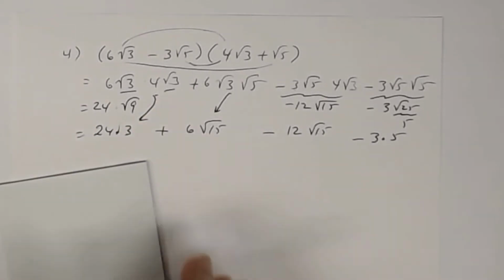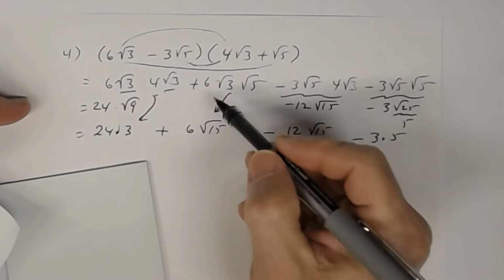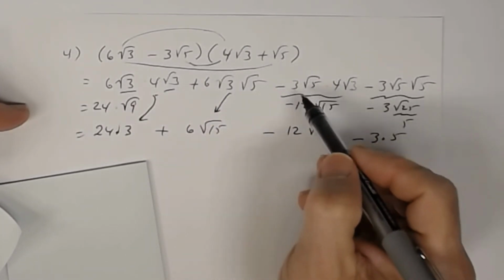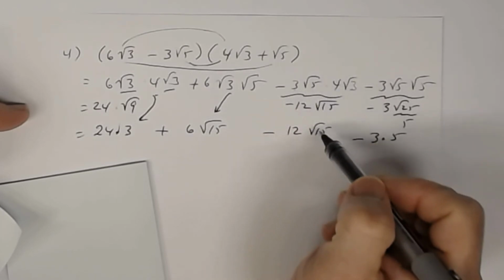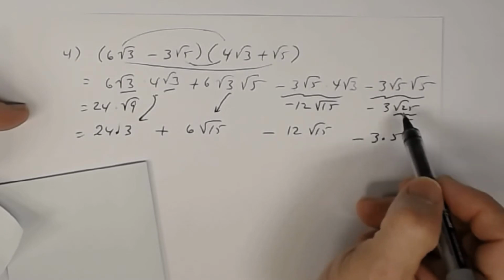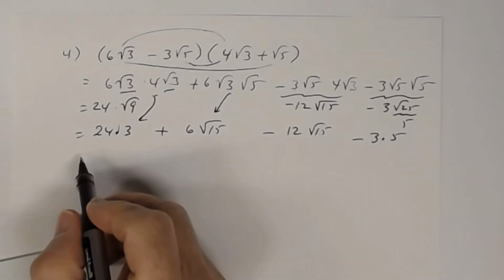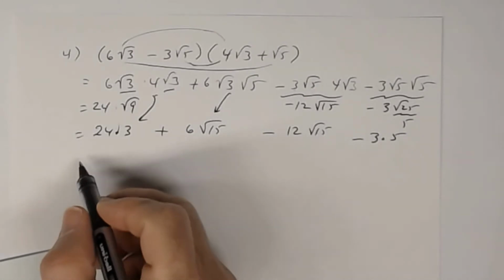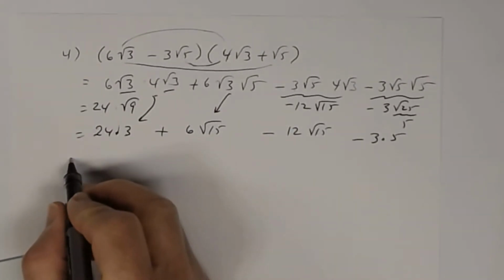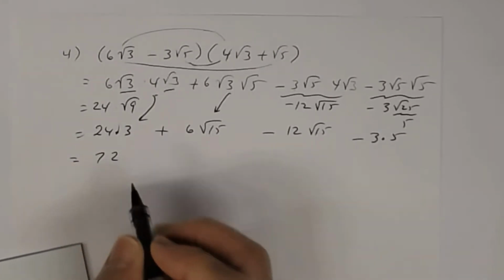Okay? So again, this part here is 6 square root of 15. This is minus 12 square root of 15. And this is minus 3 square root of 25. And the square root of 25 is just 5. Okay, simplifying this, 24. And again, if you need to use your calculator, use your calculator. So 24 times 3, let's see, that's going to give us 72.